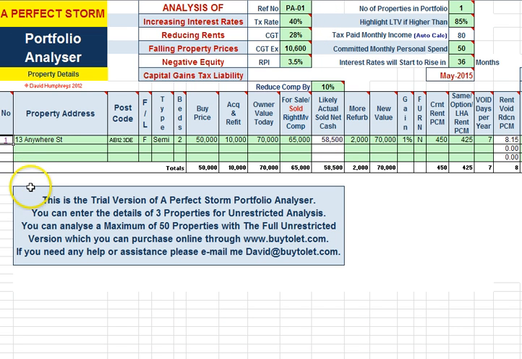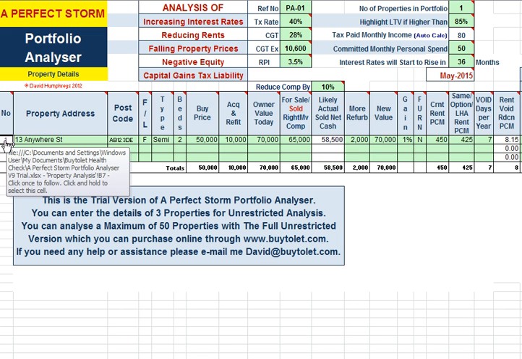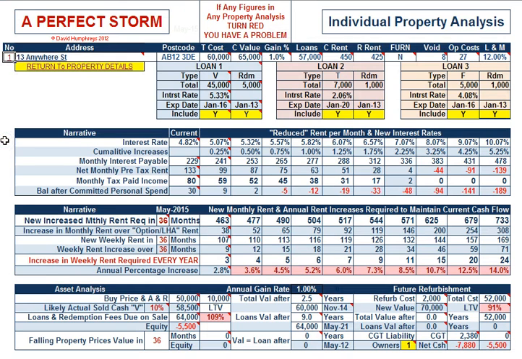We're now going to go to the second page, the property analysis. And here I click on my hyperlink and open up the property analysis for the first property. And here we are. A perfect storm, individual property analysis. And here is a note. If any figures in any property analysis turn red, then you have a problem.